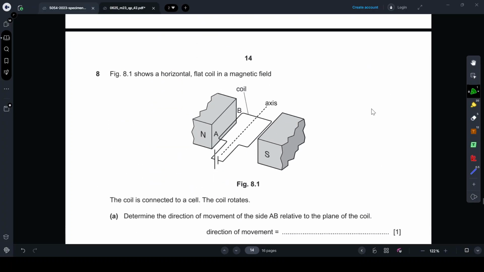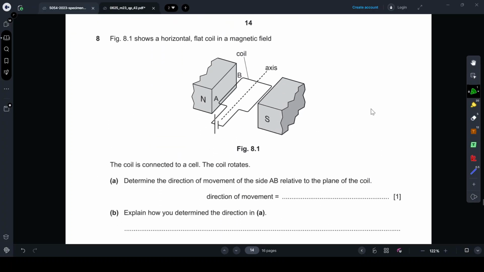Okay. Figure 8.1 shows a horizontal flat coil in a magnetic field. The coil is connected to a cell. The coil rotates. Determine the direction of movement of side AB relative to the plane of the coil. Tell me. The direction would be downwards.